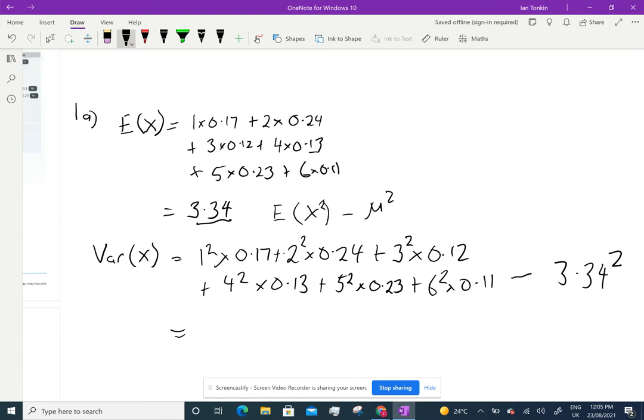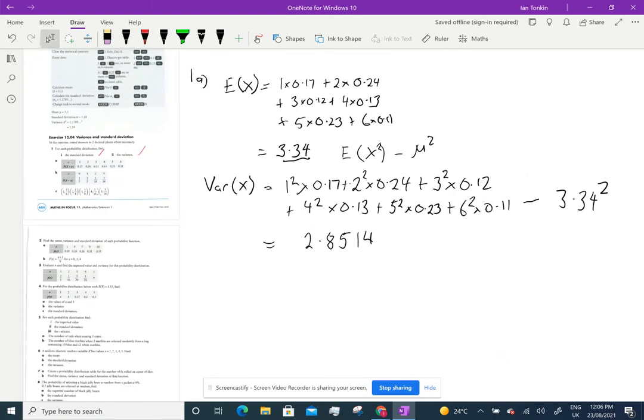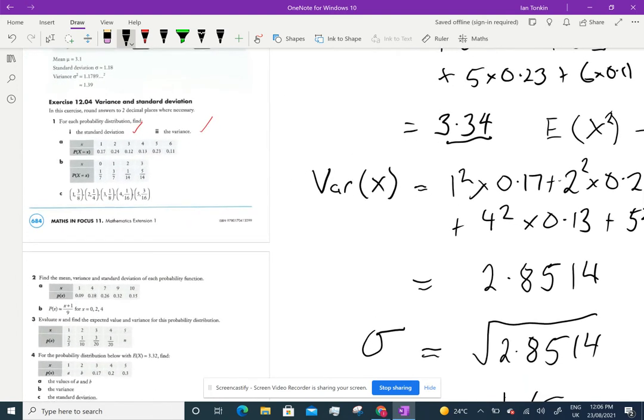And that's what the variance is. And if I calculate that all up, I get 2.8. I'm looking at the solutions, but I've got exactly the same thing, 2.8514. And then to get the standard deviation, lowercase sigma, I square root 2.8514, which gives me 1.69. All right. So it's quite interesting that they've asked for the standard deviation first and then the variance. Well, no, it's not if you know how to use your calculator.